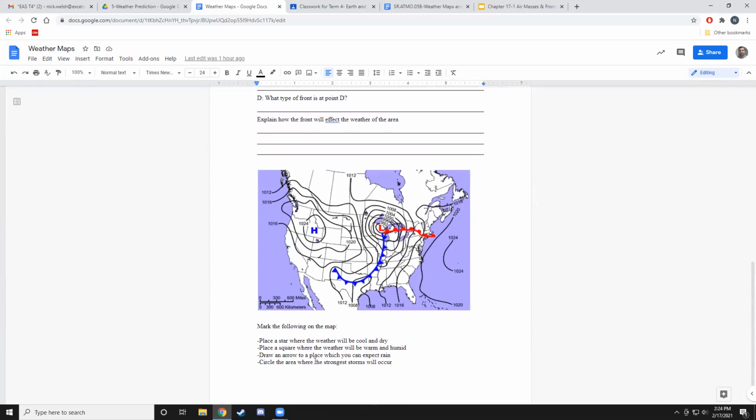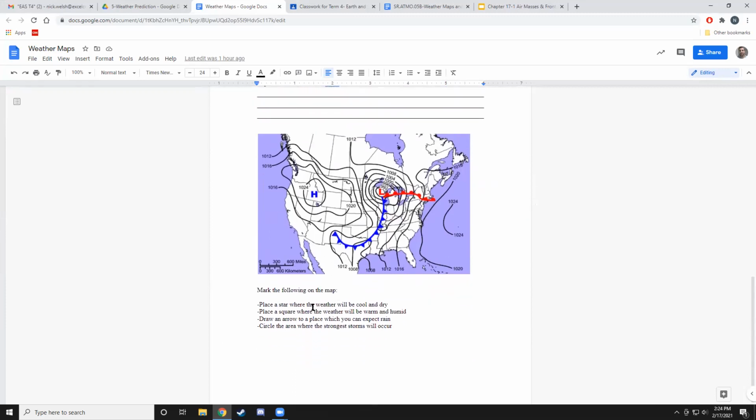And then on the back, at the very bottom, you're not going to be able to draw on this map, so just list these as what state. So you know, place a star where weather will be cool and dry. So just tell me what state. You can pull up a United States map, and that can help you with that. Okay. That's the easiest way that we can do this.